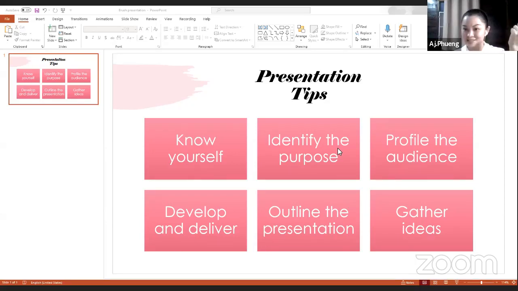Is it an academic presentation, or is it like an advertisement presentation? So the purpose and the way of presenting are different. So you need to know the purpose of it.